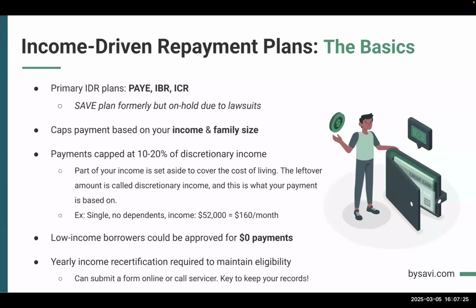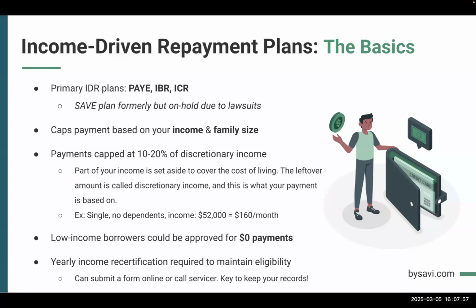Now let's talk about income-driven repayment plans a little more, or IDR plans. This is a category of repayment plan offered by the Department of Education. Within this category, there are three different plans that are currently available. These are PAYE, IBR, and ICR. Each of these plans has similar names, but they have different eligibility requirements and calculate your payment a little bit differently. You may be eligible for all three plans. You may only be eligible for one.